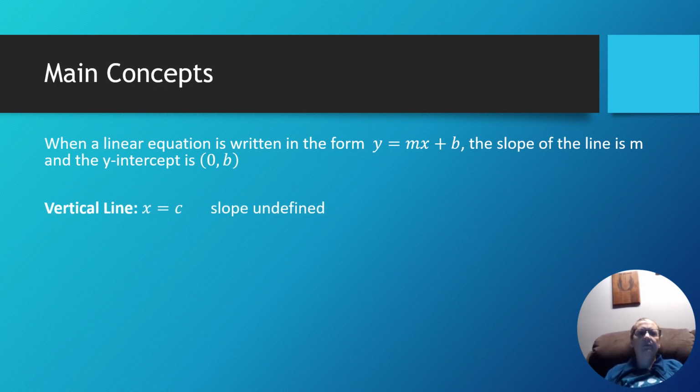Vertical lines have the form x equals some number, so say c. All of these lines have an undefined slope. So if you ever find a line that's undefined, then it's vertical, and it's in the form x equals something. Horizontal lines have the form y equals something, and they have a slope of 0.